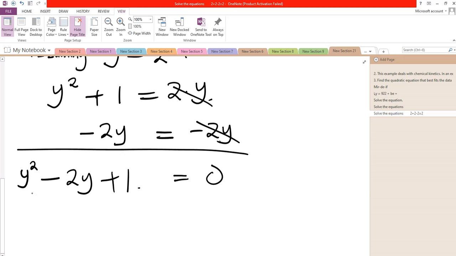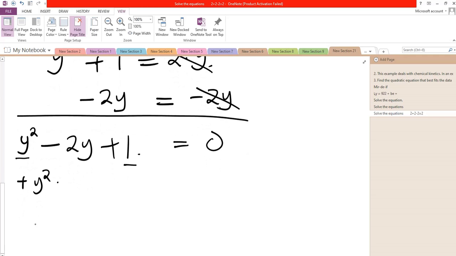Now here we needed to solve this by factorization. We need to solve this quadratic equation by factorization. So the way we're going to solve it is we multiply the first term with the last term. So if we multiply the first term with the last term, you have y squared times plus 1, which is a plus y squared.